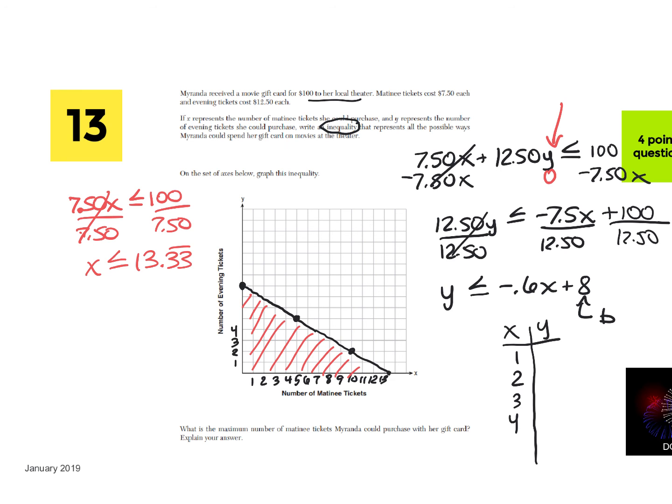It says, what's the maximum number of matinee tickets she could buy? So you're looking for the bottom axis says matinee tickets. She can't buy more than 13 because that's going to hit her max. That intercept is 13.3. So the most she can buy is 13 tickets.